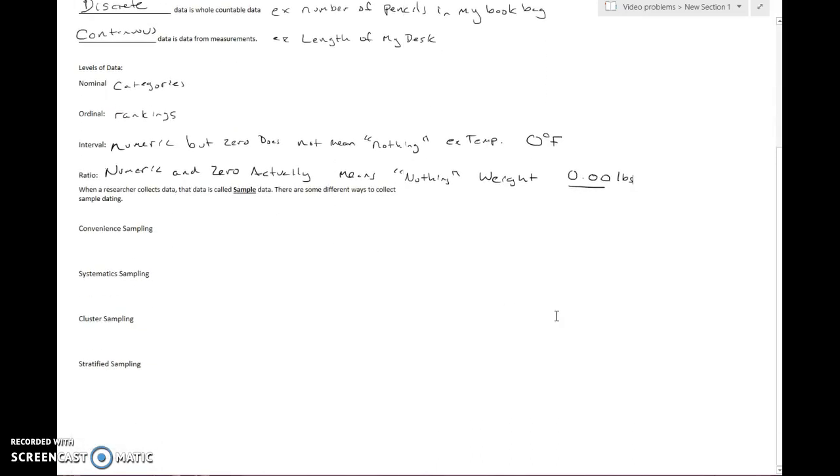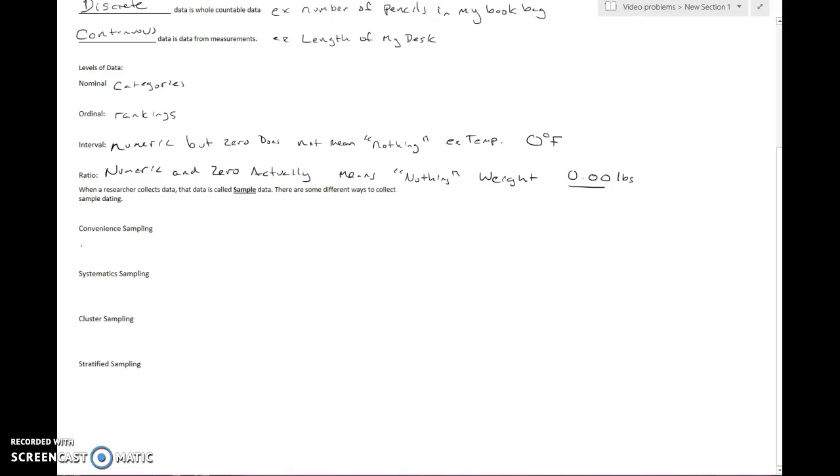Okay, the last thing that we're going to look at in week 1 for these videos, again, we're going to go in much more depth in class and give some other examples, but these are just some basic things that I wanted to go over with you. When a researcher collects data, that is called sample data. There are different ways to collect sampling data. We're going to talk about a couple different sampling methods.